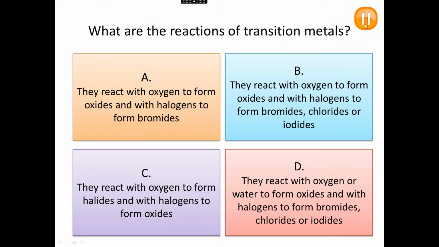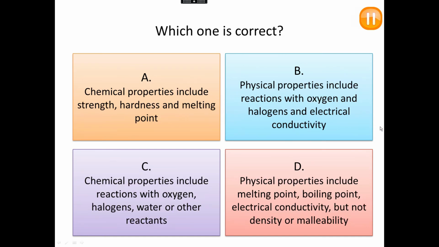Okay, right, hinge question time. We are nearly ready to start doing the writing task. So pause the video. Is the correct answer A, B, C, or D? Let's have a look at the answer. The correct answer was B. They react with oxygen to form oxides, and they react with halogens from group 7 to form bromides, chlorides, or iodides. Okay, those are the chemical reactions and the chemical properties of transition metals.